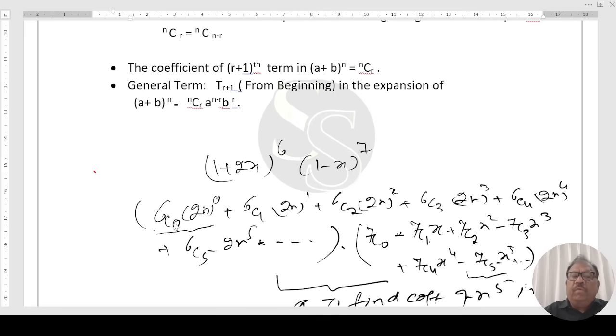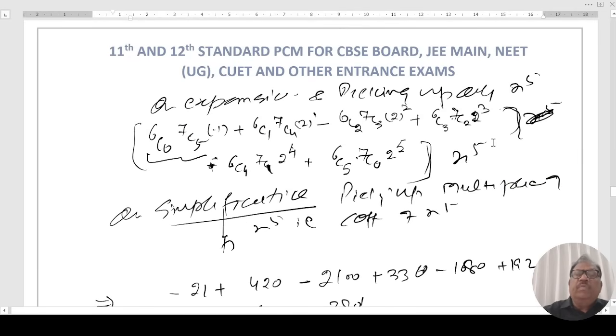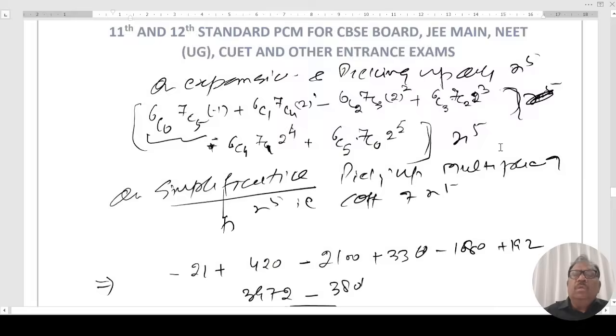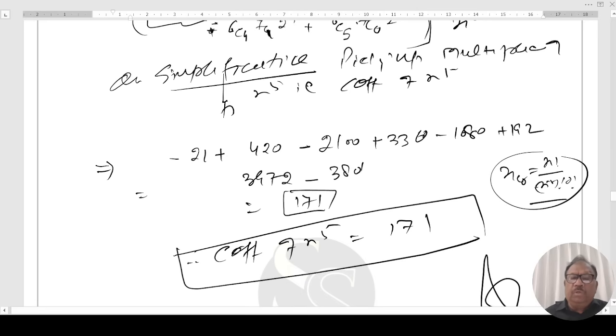This x power 5, this x power 4, this x, pick up, multiply and expand it. Expanding, and we get this thing. On simplification, this calculation I have left for you. It is a very simple calculation, simply applying the formula nCr equal to n factorial upon (n minus r) factorial into r factorial. Higher factorial is to be reduced into the lower one and cancel it out. Right? Next question.